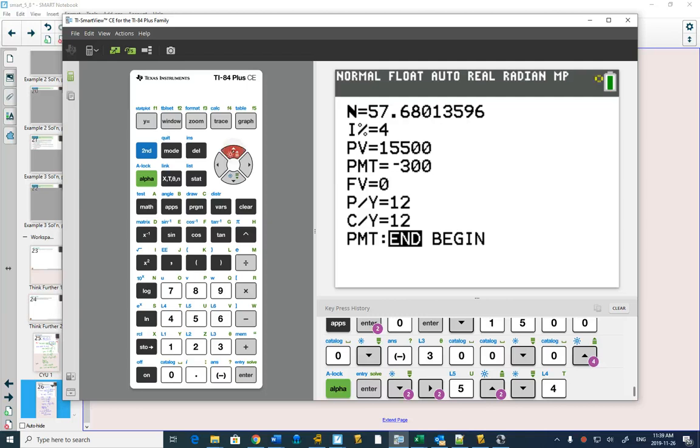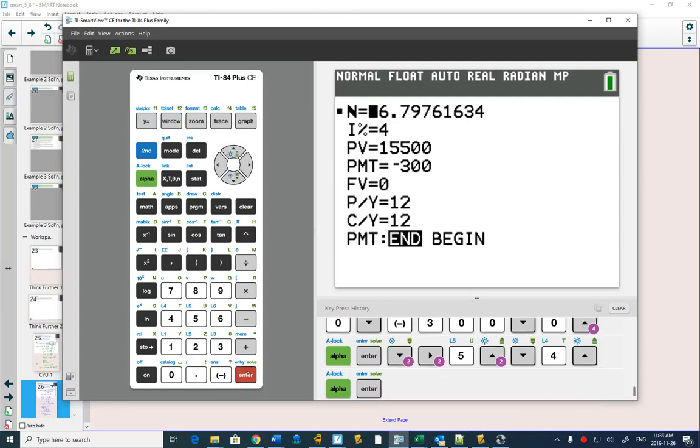Well, if we go alpha solve on this one, you're going to pay for this car quicker. It's only going to take you 56.79 payments. If I see how much that is, 300 times 56.797, it's $17,039. So that interest rate being lower, in the end, you're going to pay less for that car that was more expensive because of that interest rate.